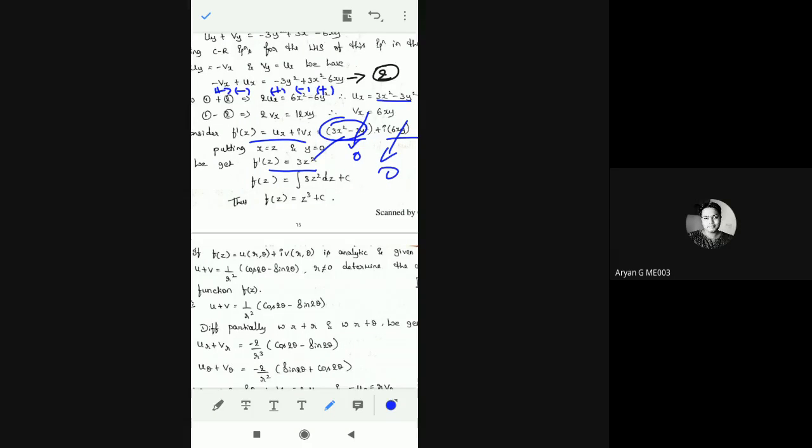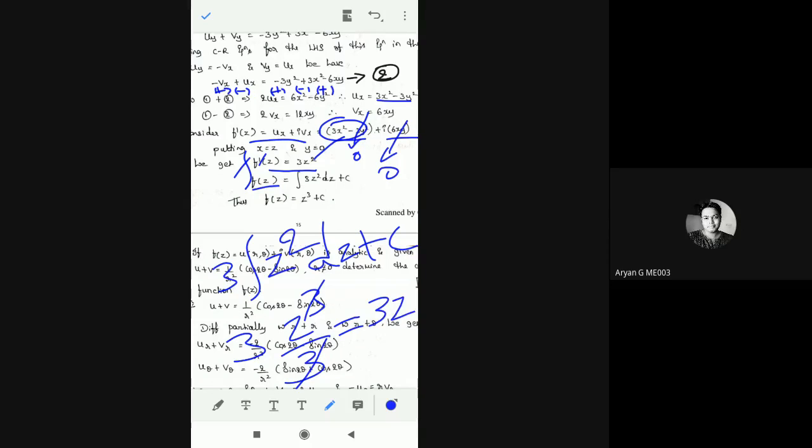When you integrate, integration and differentiation get cancelled to give f of z is equal to integration of 3, which is constant, z square dz plus c. So 3 as it is constant, integration of z square is z cube divided by 3, correct? x power n integration is x power n plus 1 divided by n plus 1. So the 3 gets cancelled to give z cube plus c. So this is our answer.